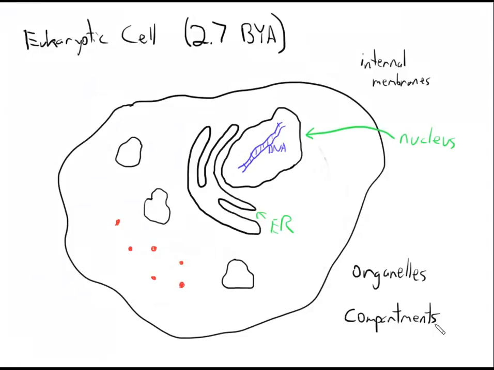So the DNA is stored in the nucleus. The chemical digestion happens in the lysosome. Photosynthesis happens in the chloroplast. We've got these sections of the cell, these compartments, these organelles that are going to devote themselves to specific functions.